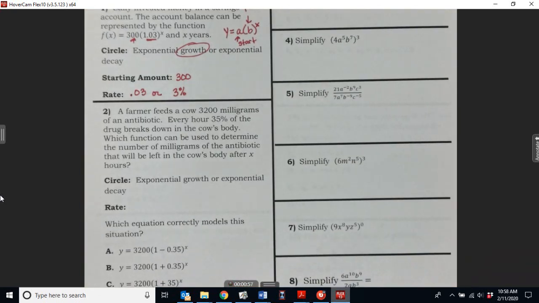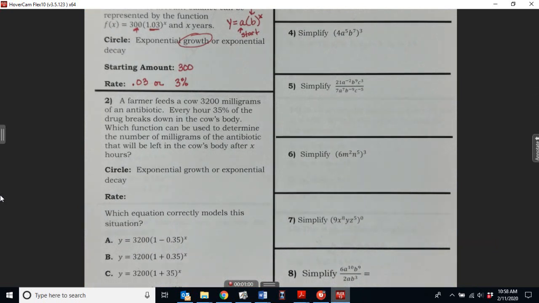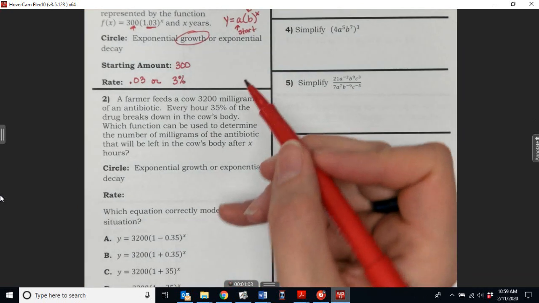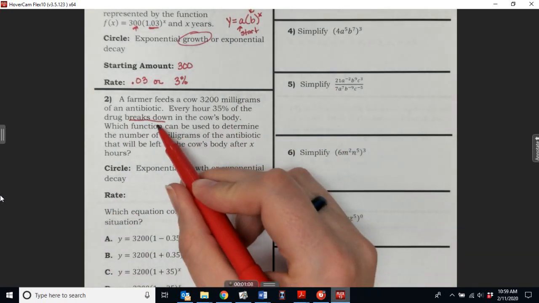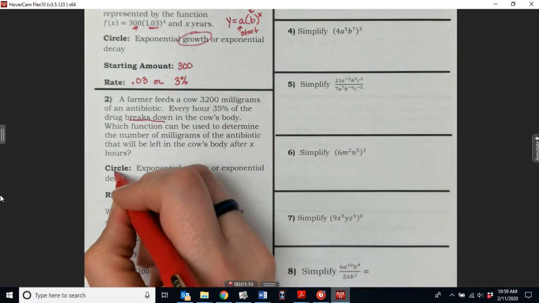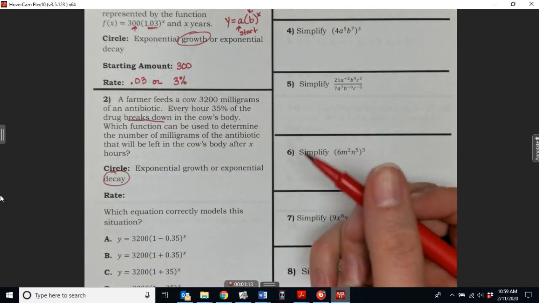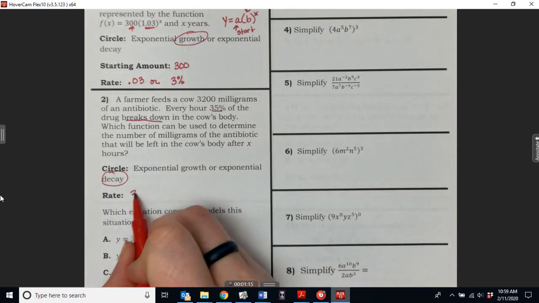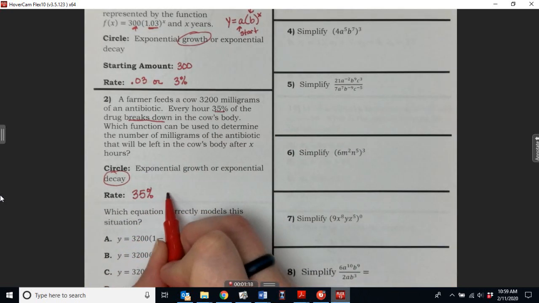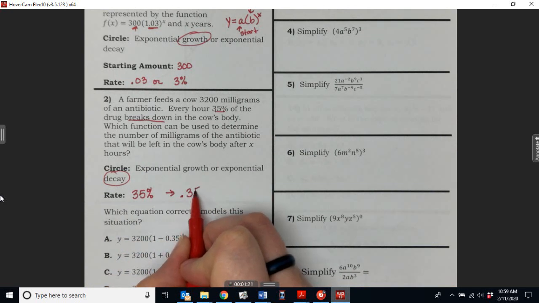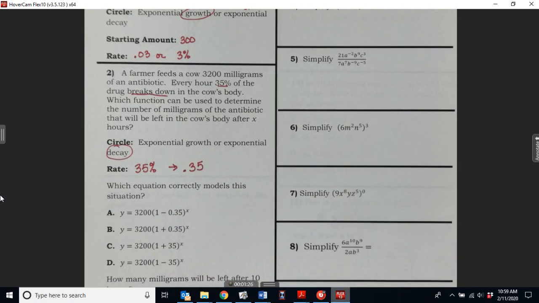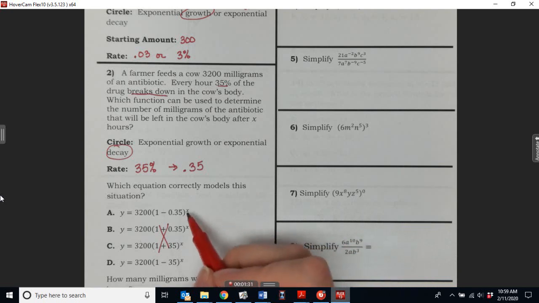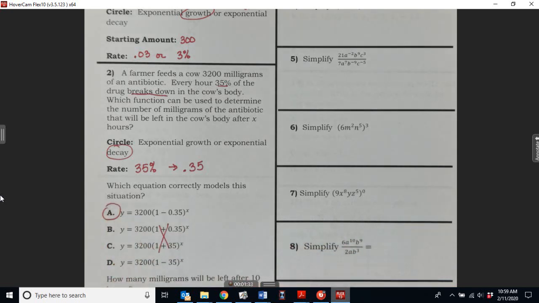Number 2, a farmer feeds a cow 3,200 milligrams of an antibiotic. Every hour, 35% of the drug breaks down in the cow's body. And so right there, that's telling me that it's exponential decay. The rate here is 35%, but when we put it into the equation, we have to change it to a decimal, so it's 0.35. And then, since we said it's decay, that means I need a minus sign. So these two are out, and we changed our rate to a decimal, so the answer here is A.